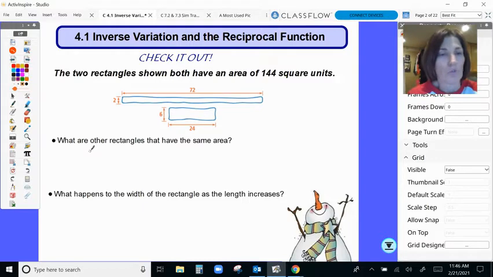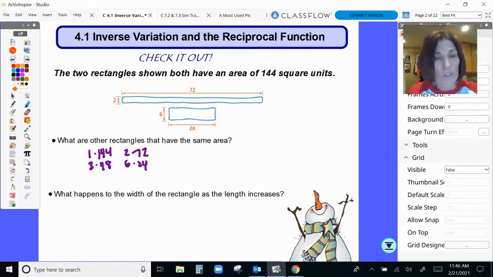So we have, of course, 1 times 144. What else do we have? We have 3 times 48. Of course, we have 2 times 72 that's already listed, and 6 times 24. Let's see, what else? 4 times 36. And what you'll notice here is as my values of one dimension go up, 1, 2, 3, 4, 6, my other dimension goes down.